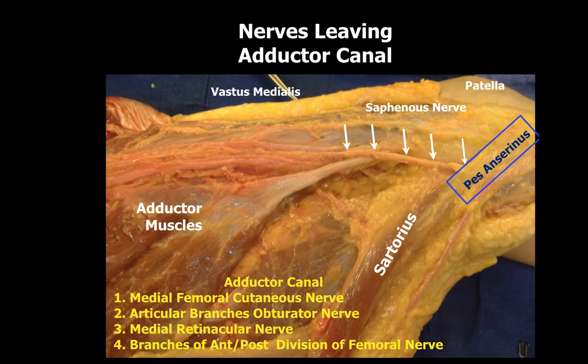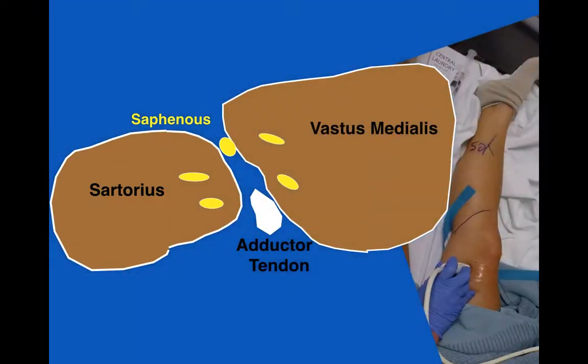A possible explanation for this finding may be sensory nerves that exit the adductor canal and travel in adjacent tissues, as shown in this dissection. This diagram shows how these nerves may be positioned within the sartorius and vastus medialis muscles.